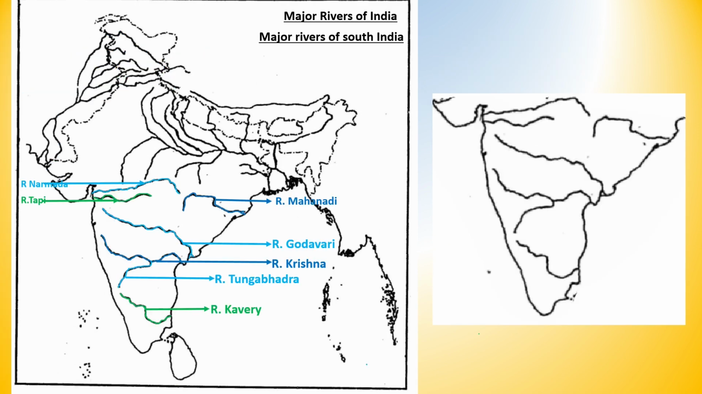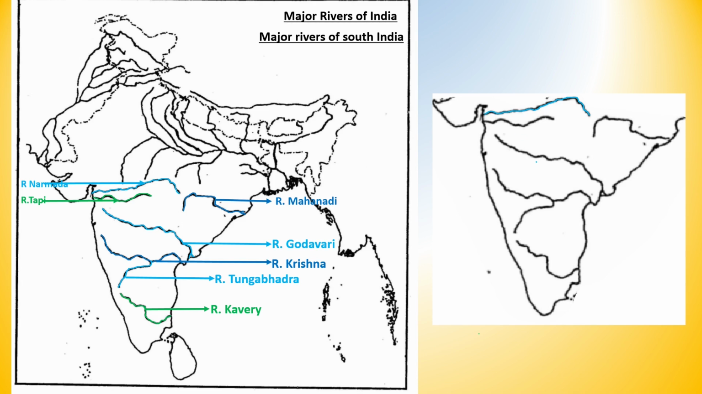Now we are going to draw or mark the South Indian rivers. That is first Narmada. Over here, Narmada river, that is the longest west flowing river in India, draining through the rift valley between Vindhyas and Satpuras.